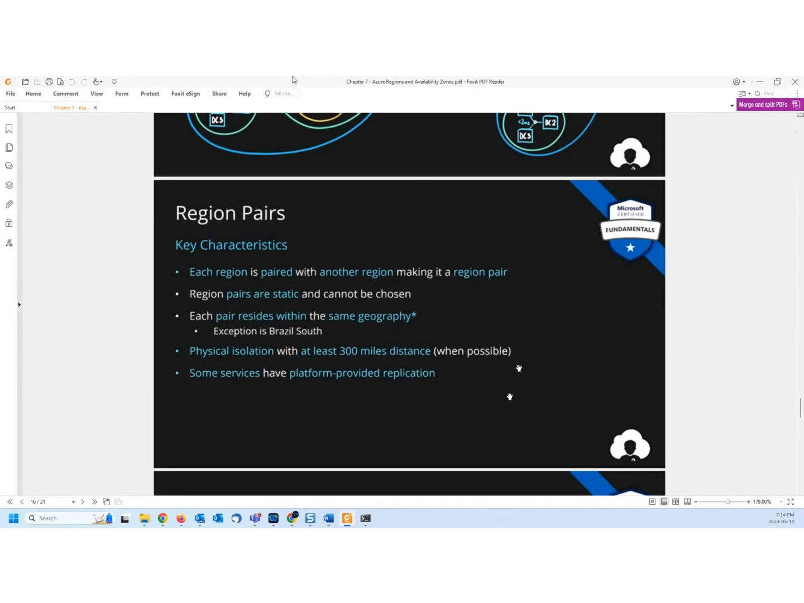So they are trying to make sure that when they are making region pairs, they isolate them whenever possible. So this could be an MCQ question as well. There will be a lot of questions being asked around this in the exam.